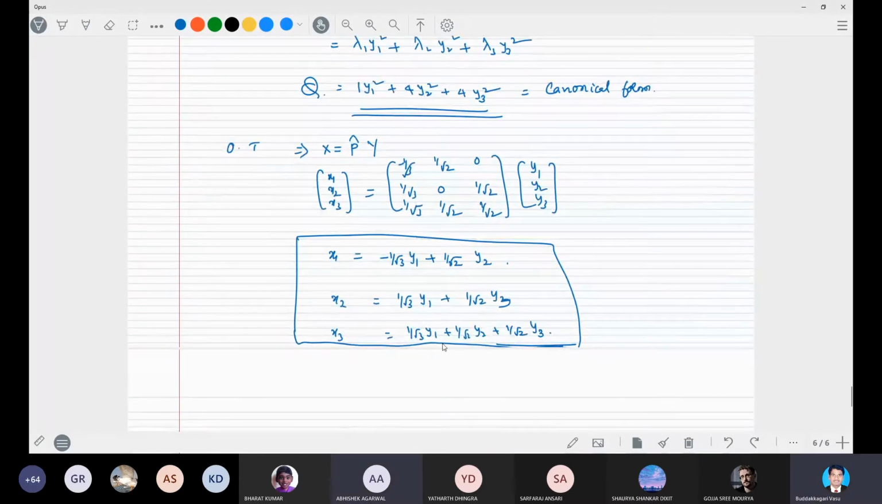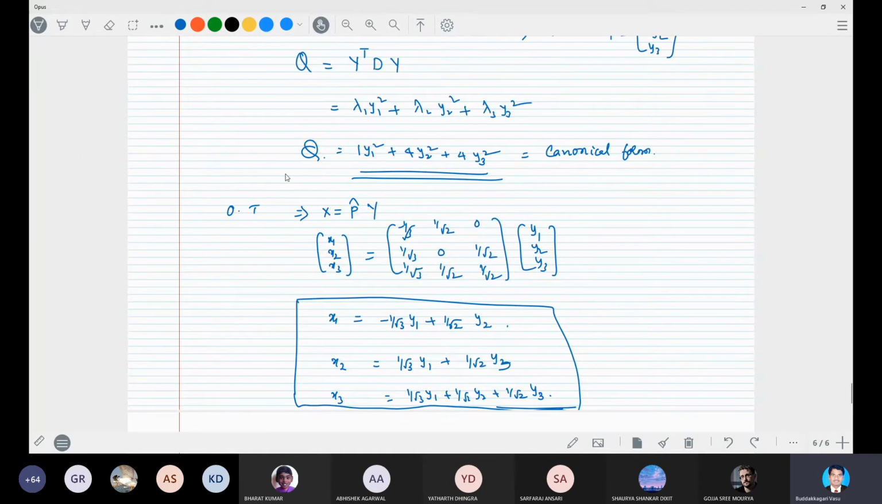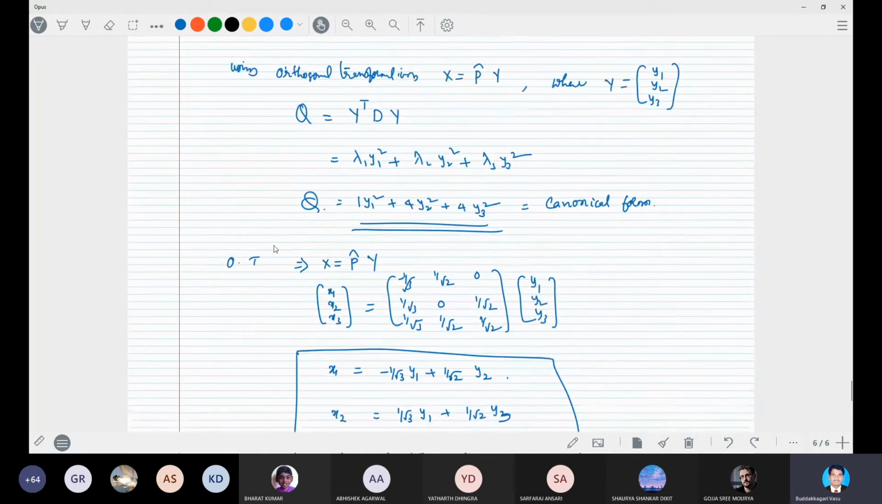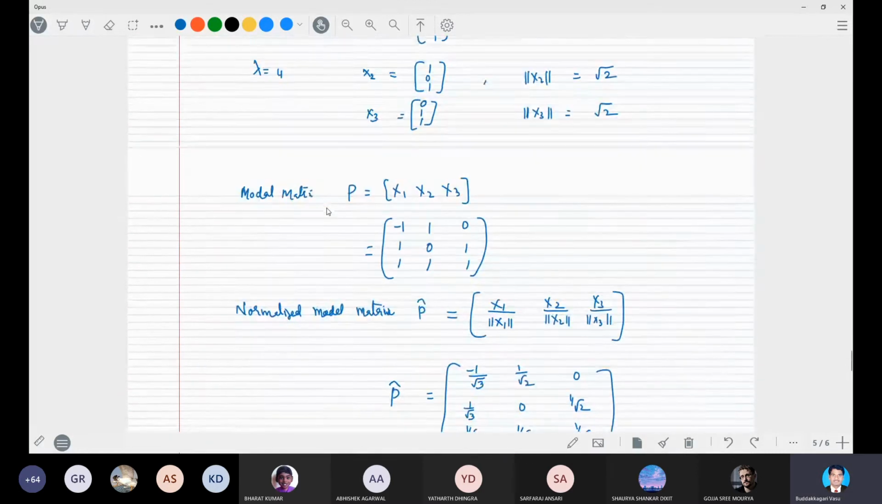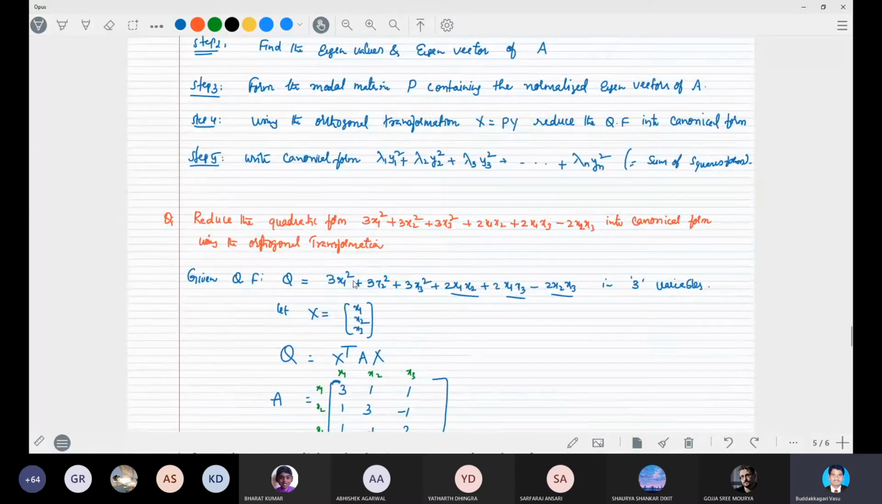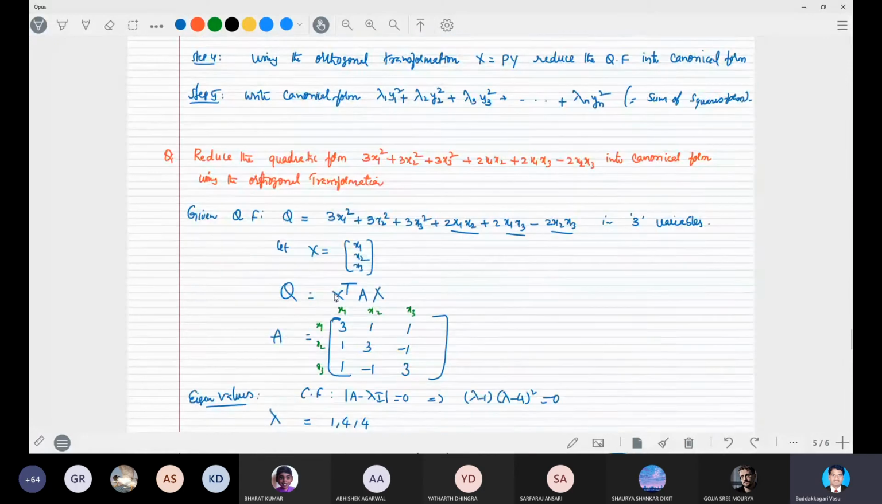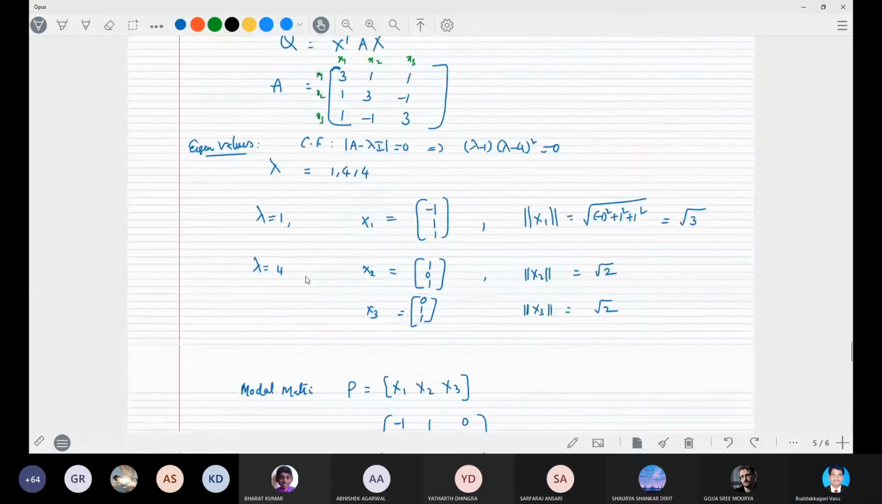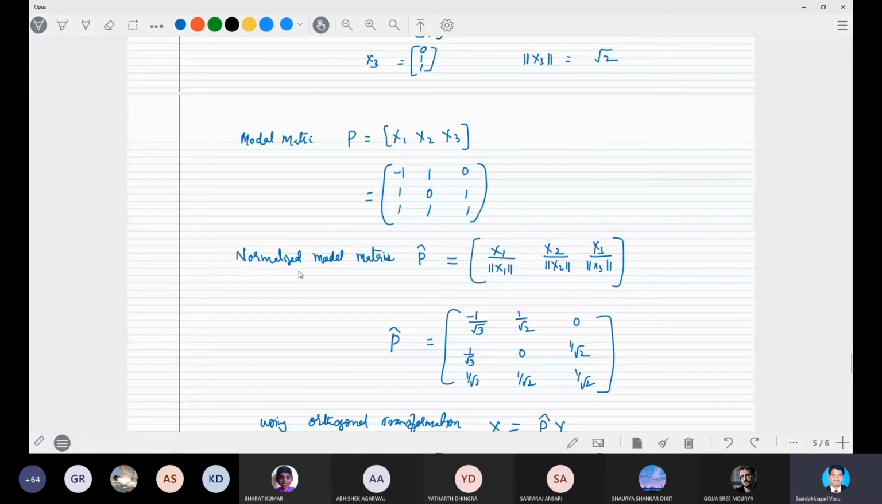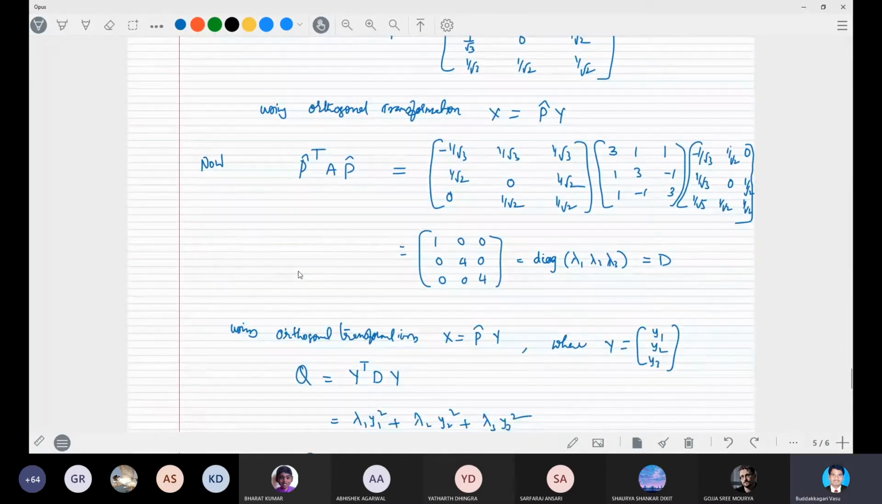They may ask you for individual transformations. If you put X1 equal to this much, X2 equal to this much and X3 equal to this much, you can easily get the sum of squares of the given quadratic form. So hope you have seen the procedure. Any doubt in this? You can find out accordingly.